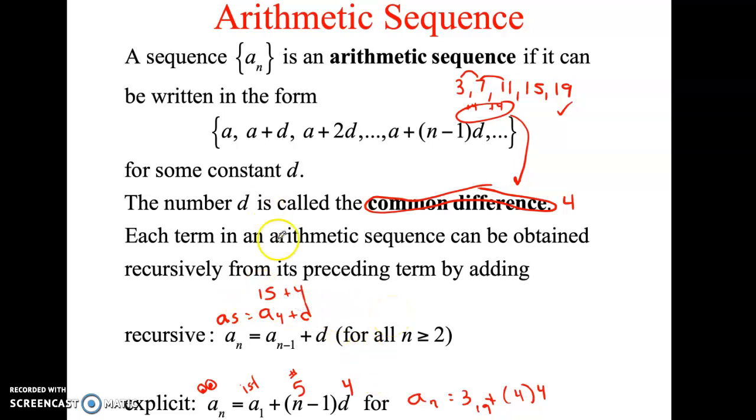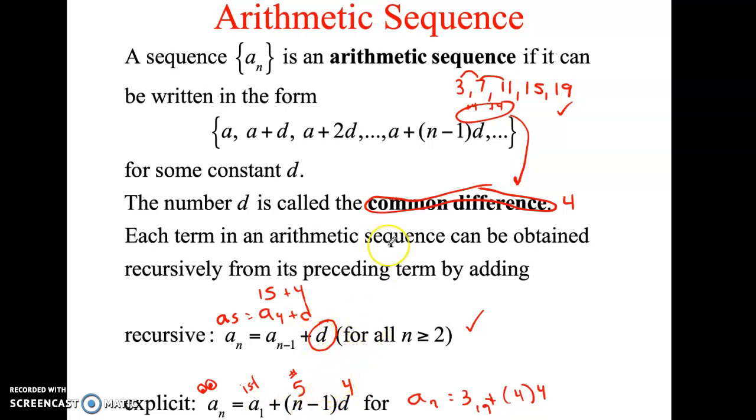Now you're going to find a general formula for recursive. The general form for recursive is always A sub n equals A sub n minus 1 plus D. You just substitute the difference for D. The explicit form is always the following, where you're finding the value of your A sub n: you start with your first term, and you add to that the product of the difference and the number of terms minus 1.